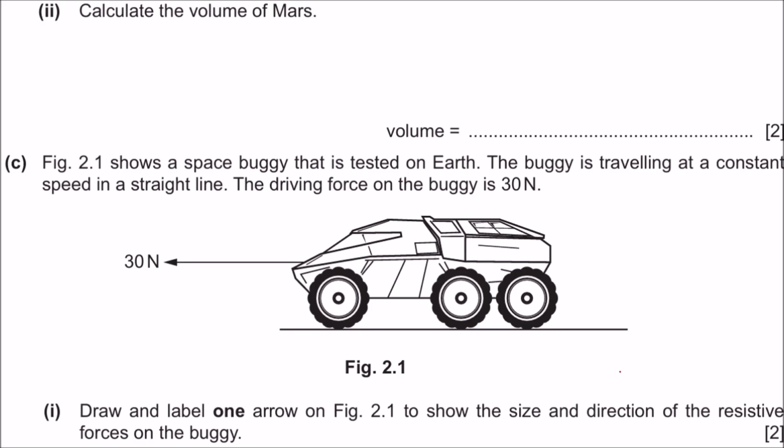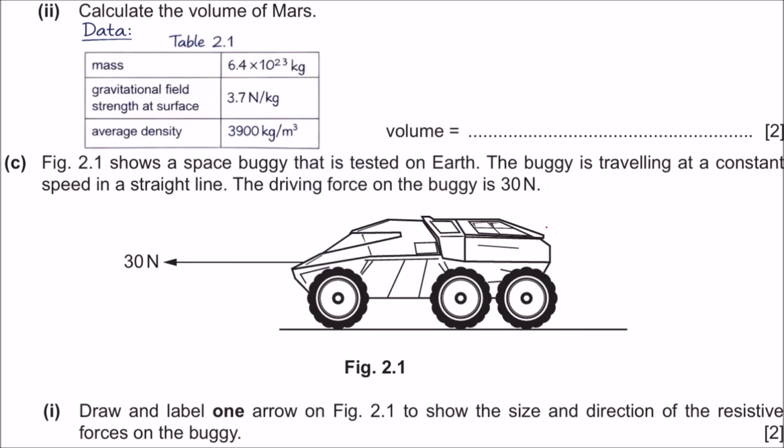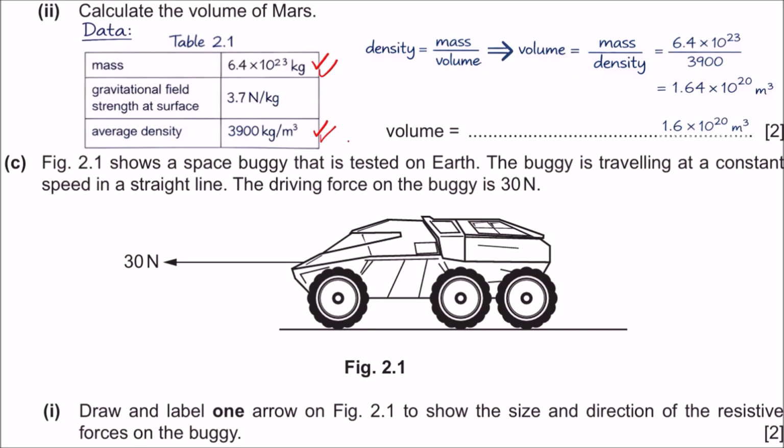Part 2 of B, calculate the volume of Mars. For us to find the volume, we need to recall the equation for mass, density, and volume. And let's extract data and see what we were given in the table. So in the table, we are given the mass of Mars and we are given the density of Mars. With this, we should know that density is mass per unit volume, which is mass divided by volume. We are looking for volume. Let's change the subject. We are going to say volume is mass divided by density. Straight substitution, and we find 1.6 times 10 to the power 20 cubic meters.